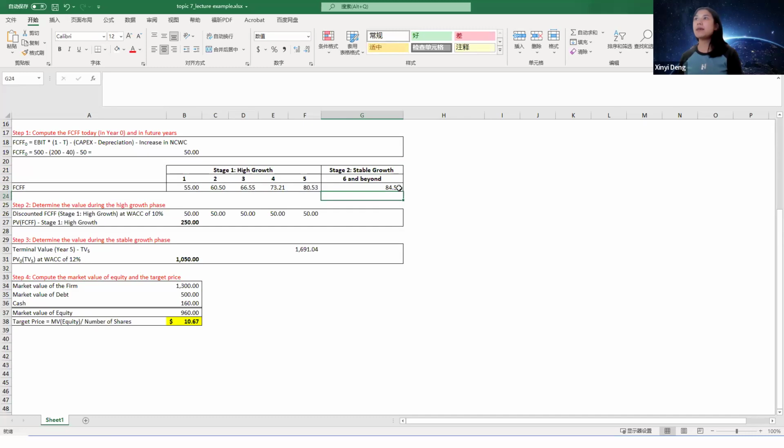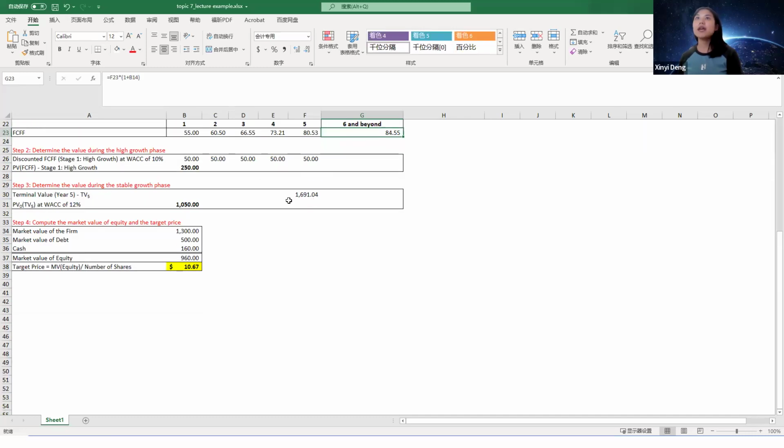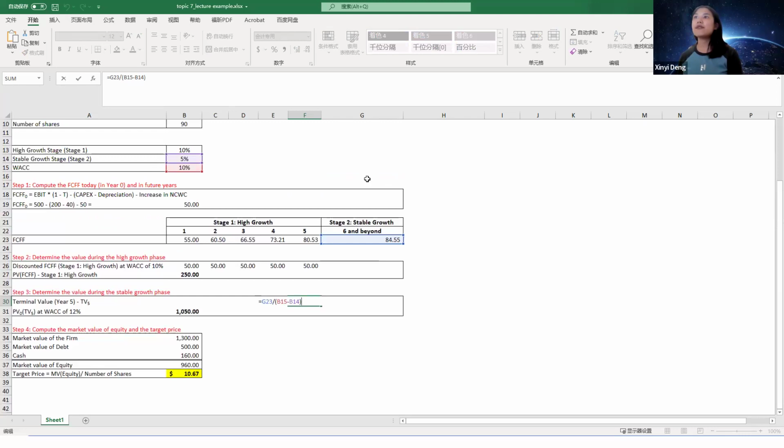And we just input this forecasted cash flow into the constant growth model formula. So here we do the calculation. We just use this cell G23 divided by the difference between WACC and the low growth rate. The difference between WACC and the low growth rate is calculated as the difference between cell B15 and cell B14.